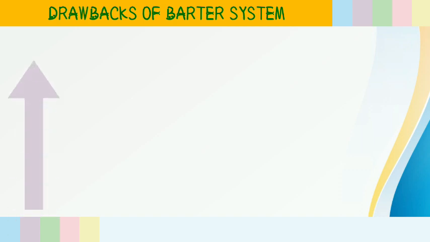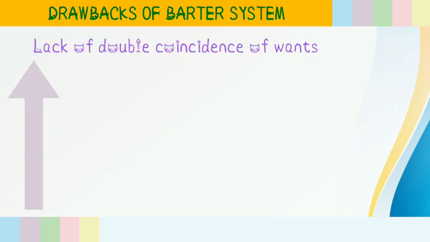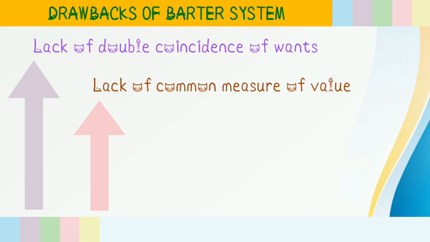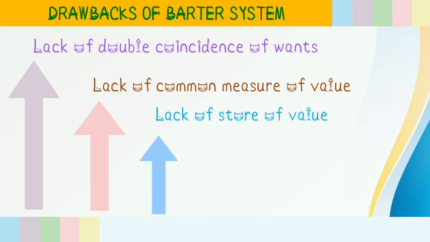So, the first drawback of barter system was lack of double coincidence of wants. The second one was lack of common measure of value. The third was lack of store of value. And fourth, lack of standard of deferred payment. Let's discuss them in detail.